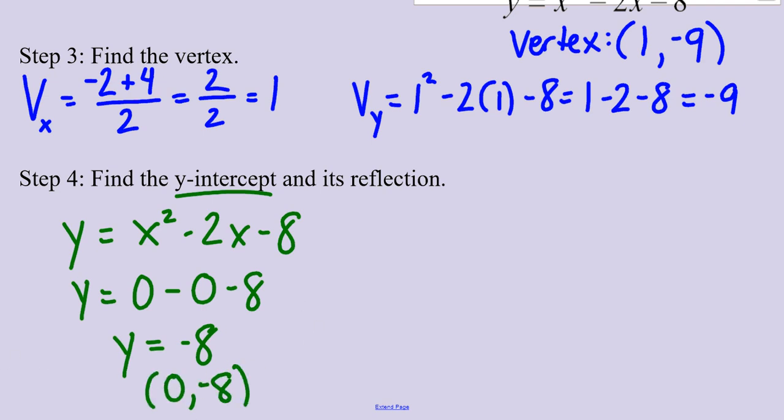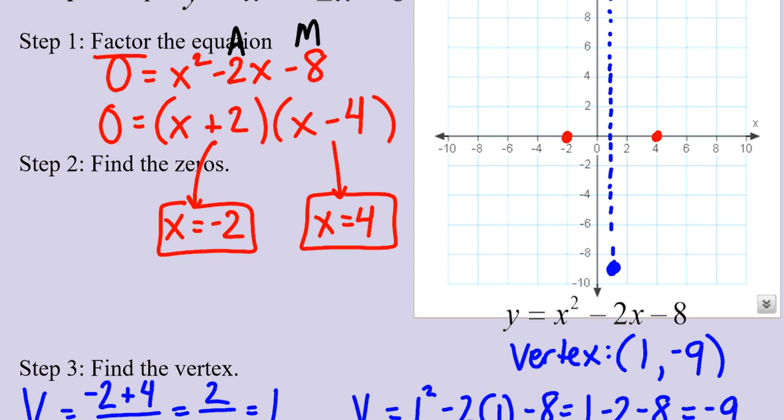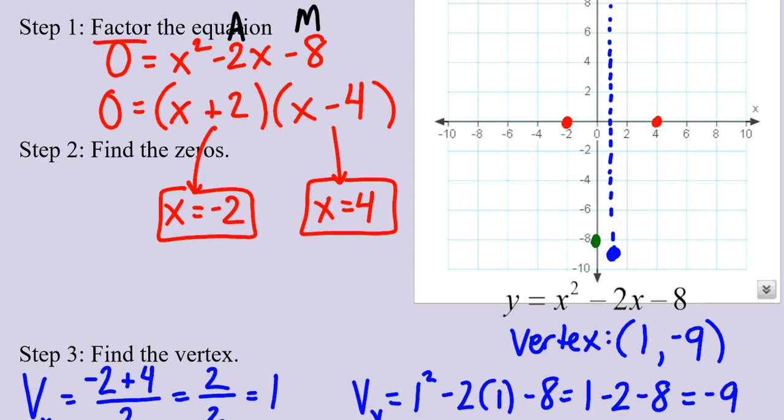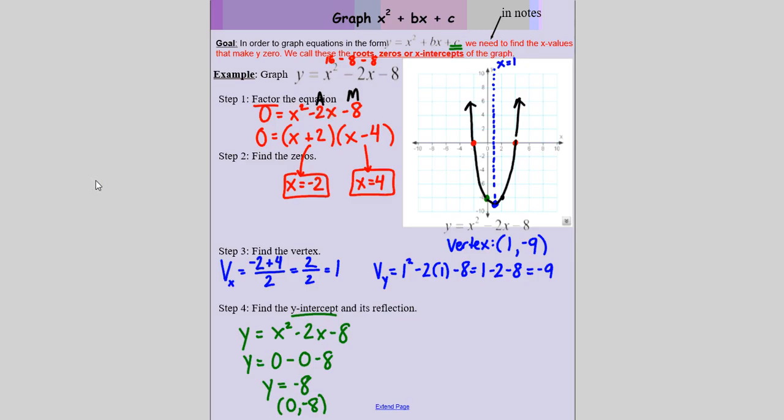And it actually turns out that your y-intercept will always be this last number. It will always be the c. c is your y-intercept. So my y-intercept is right there at negative 8. And now I have the left side of this graph. I know the left side looks like that. The right side is just a mirror image. So it looks like that. And there is my full-on picture.